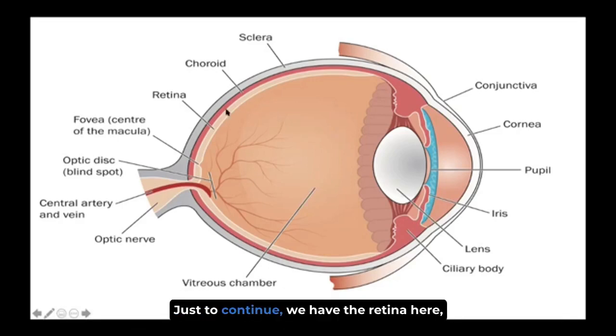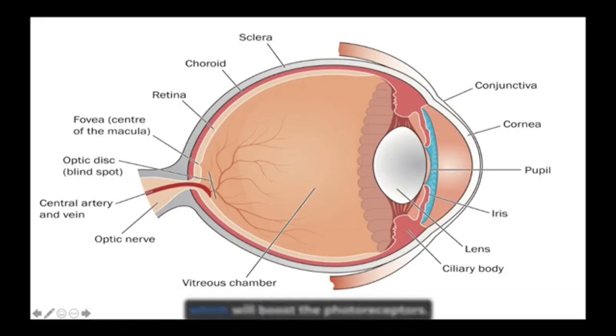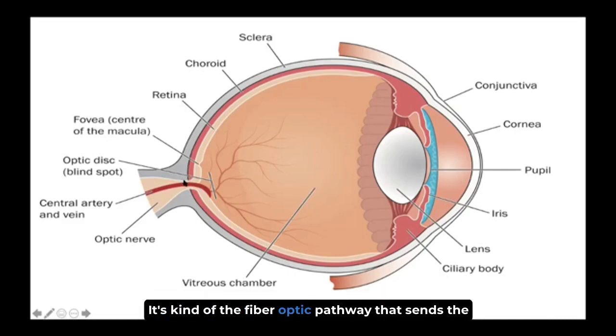Just to continue, we have the retina here, which is the place that captures the light. And by the way, we're going to do some color therapy this morning, which will boost the photoreceptors. And then finally, we have the optic nerve that goes back to the brain. It's kind of the fiber optic pathway that sends the electrical impulse from the eye back to the brain, and that's how we see.